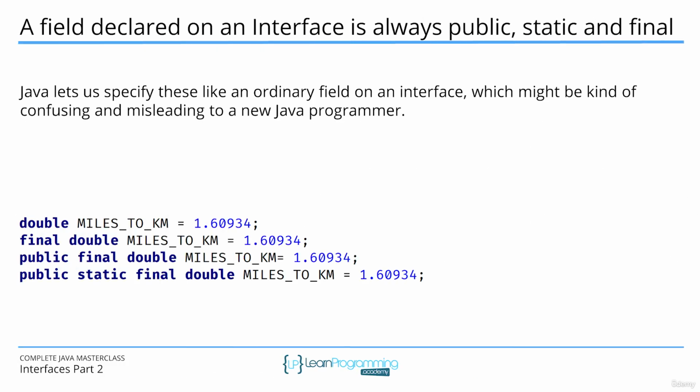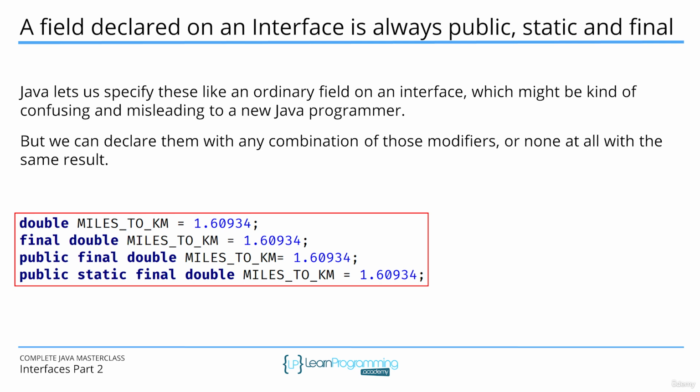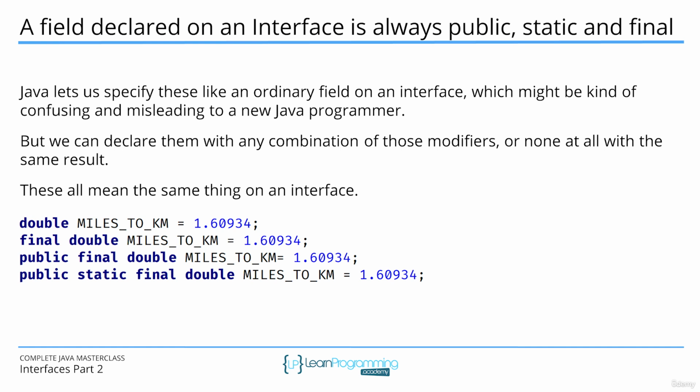Java lets us specify these like an ordinary field on an interface, which might be kind of confusing and misleading to a new Java programmer, but we can declare them with any combination of those modifiers or none at all with the same result. These all mean the same thing on an interface. But coding it in IntelliJ, any of the statements with the exception of the first statement will give you the information that the modifiers are redundant.